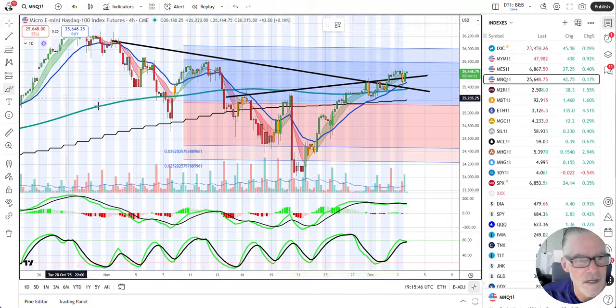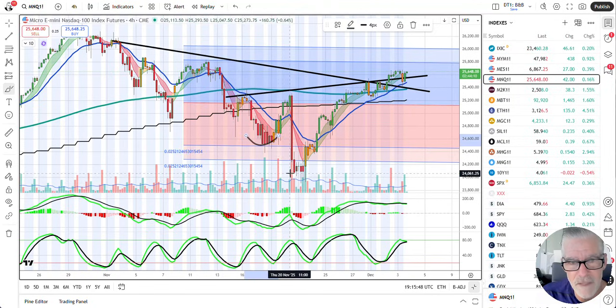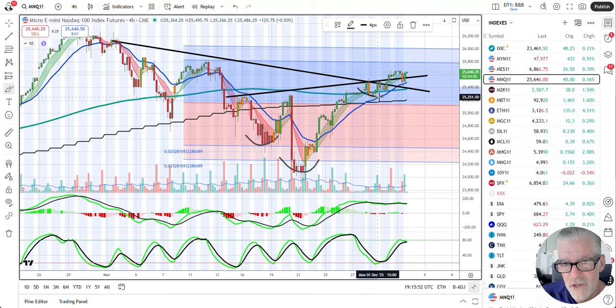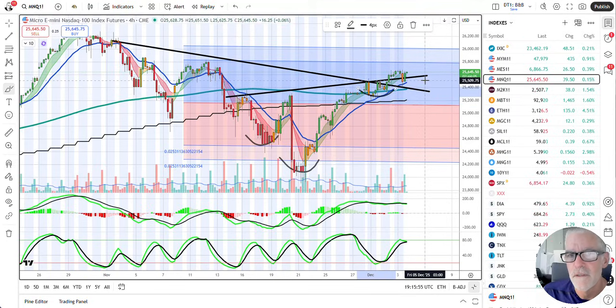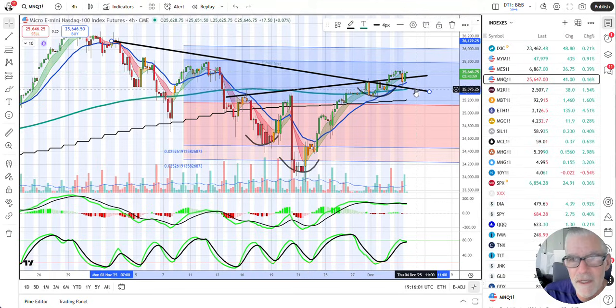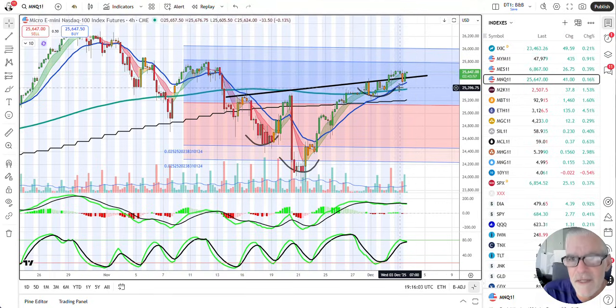Here is, in fact, I like this one a little bit better. Here's your left shoulder. Here's your deep head. And here's your nice, shallow, high-level right shoulder. And already in breakout mode. And on the 4-hour chart, at least we're above the 200, we're above the 21, we're above the 50. The 21 is crossing over the 50, the 21's crossing over the 200. Everything is just flashing bullish, bullish, bullish.